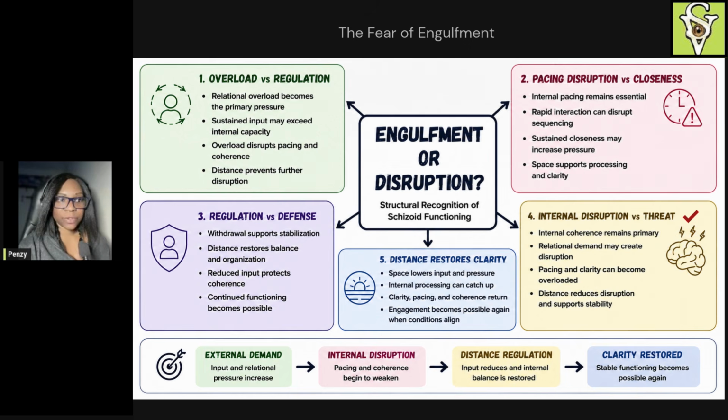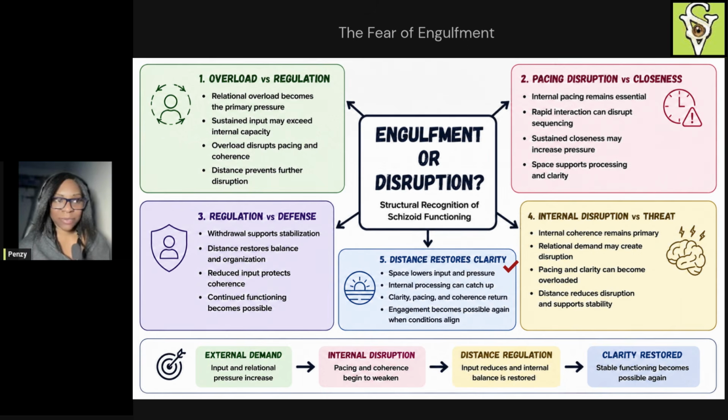Now we'll go over to the blue box. This looks at how distance restores clarity. This is something I have talked about in past videos. I am touching on some previously covered topics here to reinforce the point, and so we can look at how it relates to the fear of engulfment. As input reduces and our internal system is able to function with less input, this allows space for our pacing to slow down and processing to reconnect.